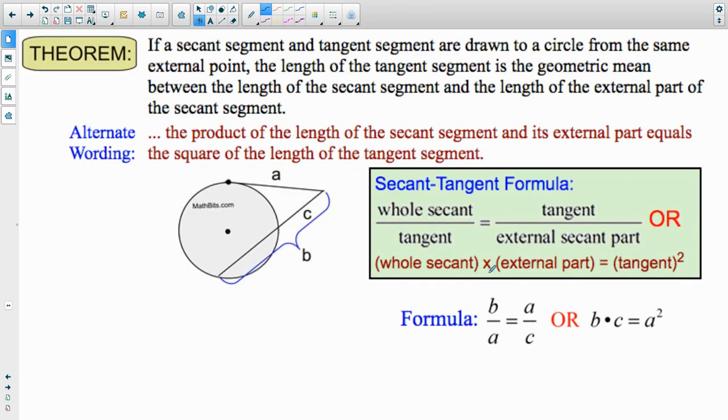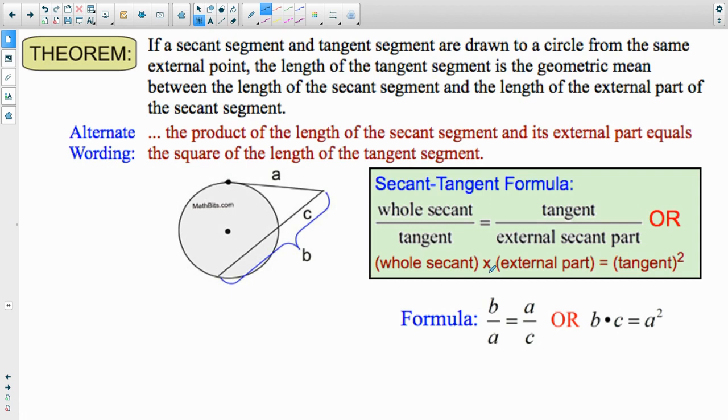All right, let's move on to the secant tangent theorem or formula. If a secant segment and tangent segment are drawn to a circle from the same external point, the length of the tangent segment is the geometric mean between the length of the secant segment and the length of the external part of the secant segment.